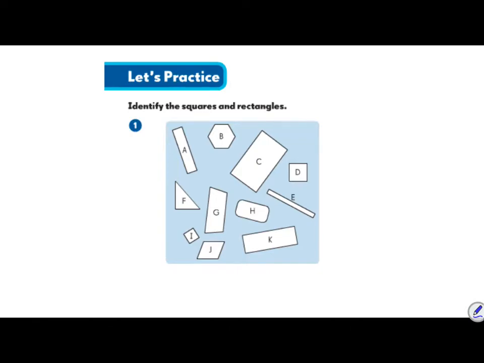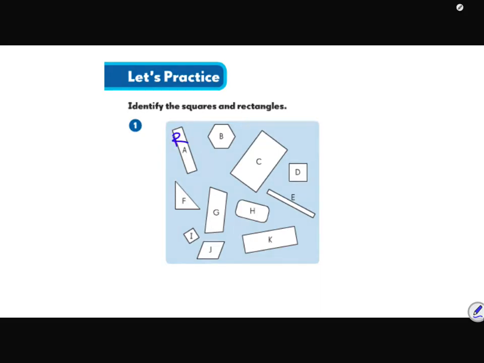So let's see. If I had to pick, I'm just going to go over and write them. A is a rectangle because opposite sides. 1, 2, 3, 4, 5, 6. B is a hexagon. No. C is a rectangle because it looks like opposite sides are equal. D is a square because it looks like all the sides are the same. E is a rectangle. Opposite sides are equal. H is not because it has rounded curves, so it doesn't have any right angles. K is a rectangle because opposite sides are equal and it has 4.